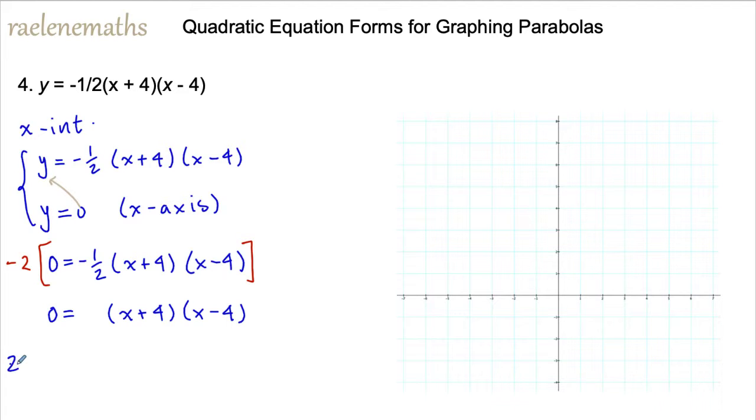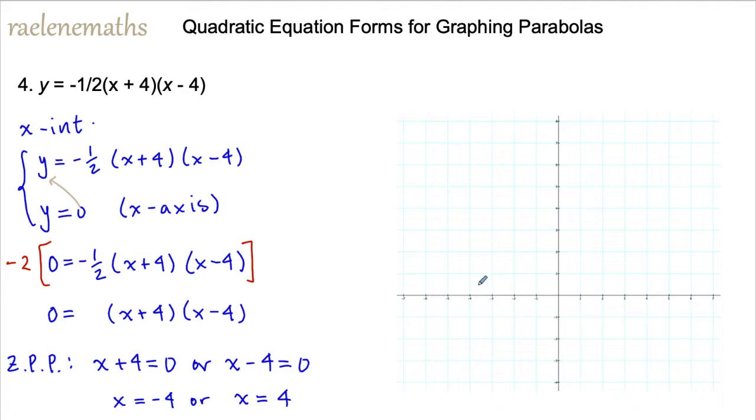Then, by the zero product property, if 2 or more factors multiply together to give 0, this says that either the first factor equals 0, or the second factor equals 0, or potentially they both equal 0. These factors are different though, so we have only one or the other factor equals 0. This gives us x equals negative 4 or x equals positive 4. And there is a sign change from the factor to the root. That comes from having solved those two linear equations.